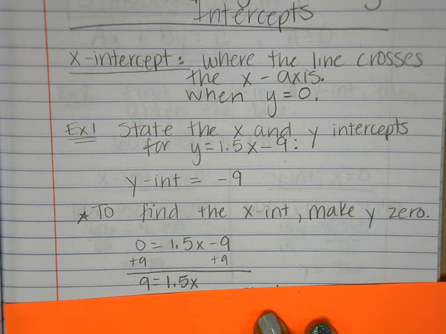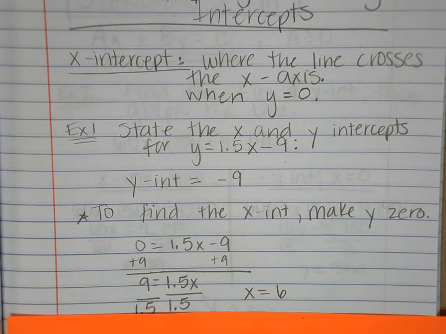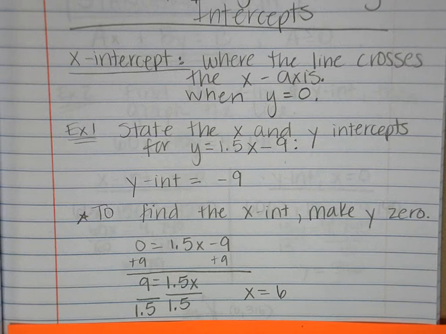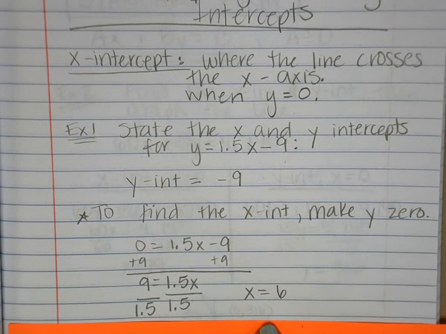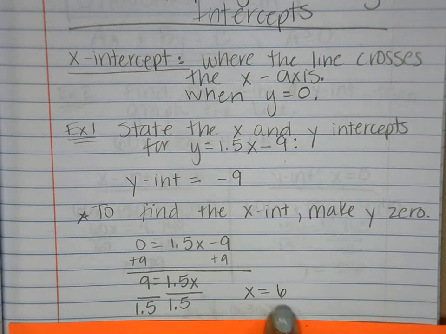Now how do I solve for x? Divide. You guys are so smart. So divide both sides and I get x equals 6. The x equals 6 is now my x-intercept. So the y is negative 9, the x is 6.